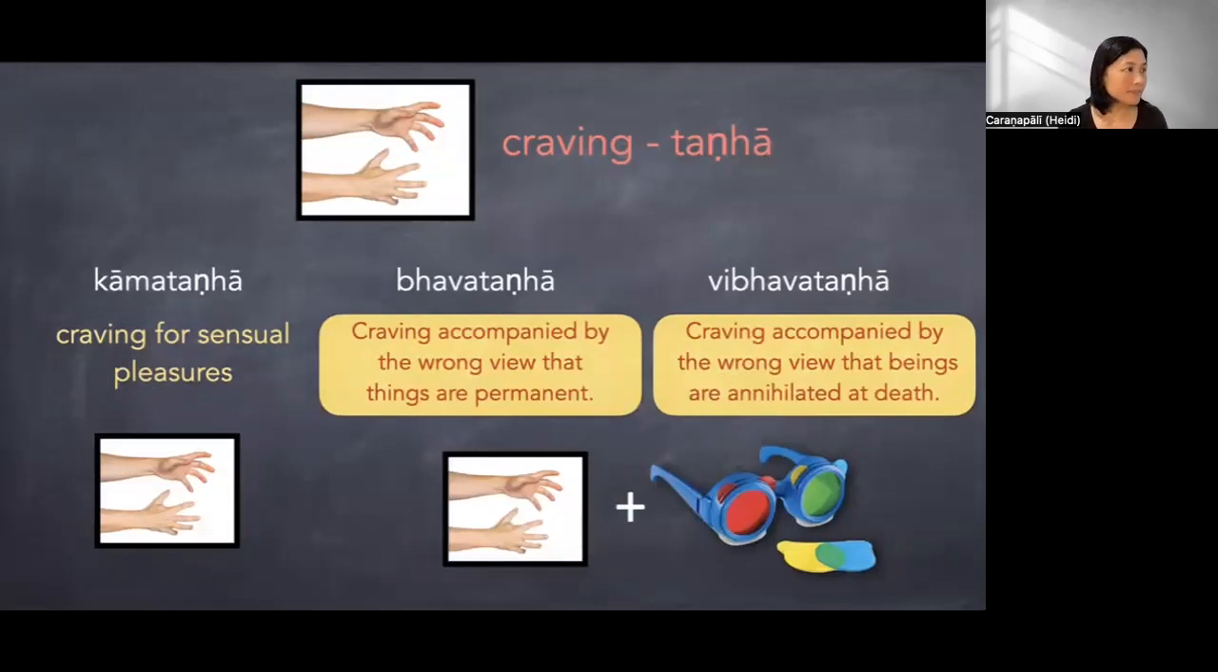Yes, Claudia. Yeah, my question is, these cravings, are they not all related? Because when you have craving for sensual pleasure, then I think you crave for that because you have a view that these things are permanent. Not necessarily. No. Not necessarily. Okay. Thank you.